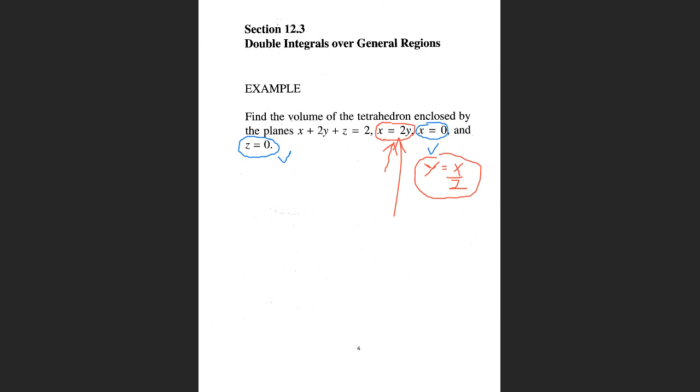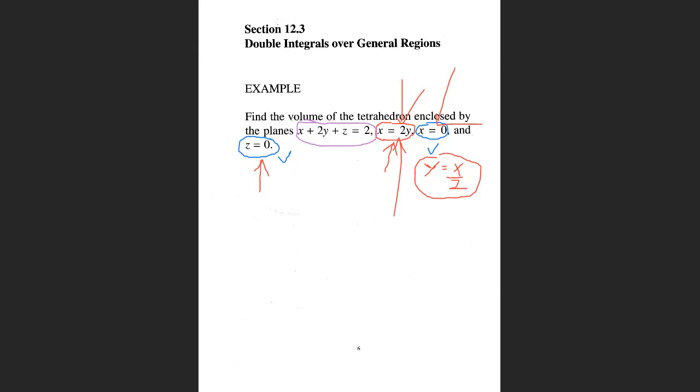All right, well, let's think about what we got here. We got a solid here. We're trying to find the volume of a solid. The solid is bounded below by the plane z equals 0. It's bounded in the back by the plane x equals 0. It's bounded on a side by x equals 2y. And then we finally have this plane here.